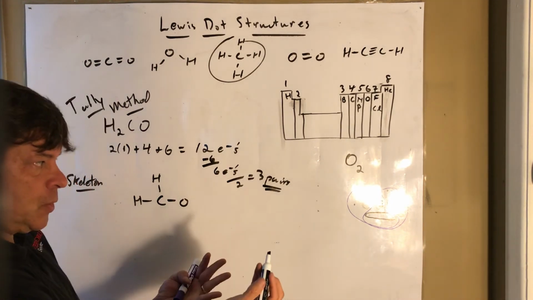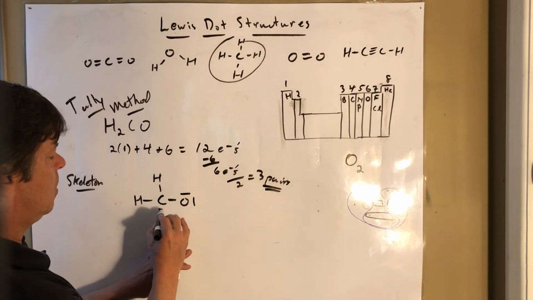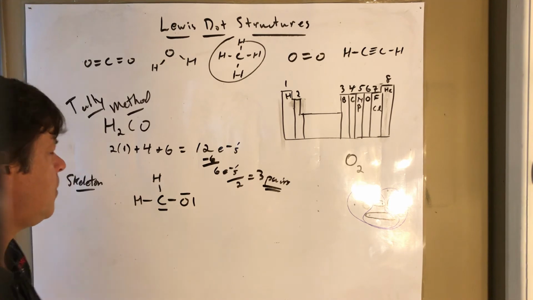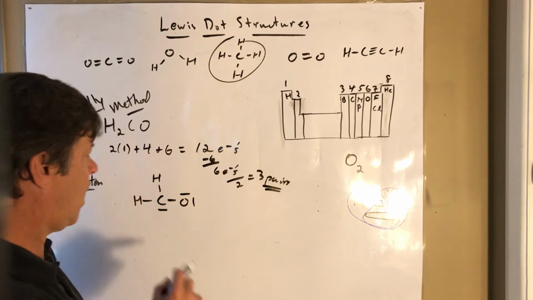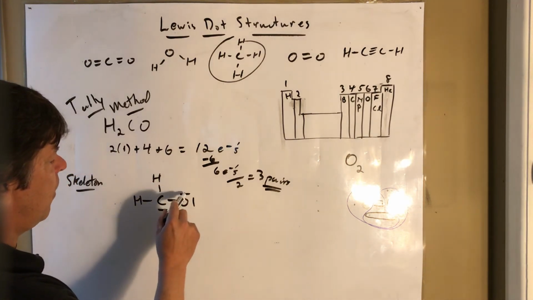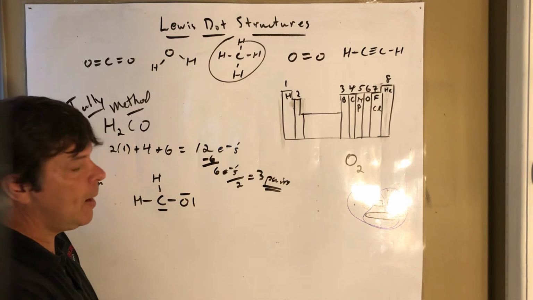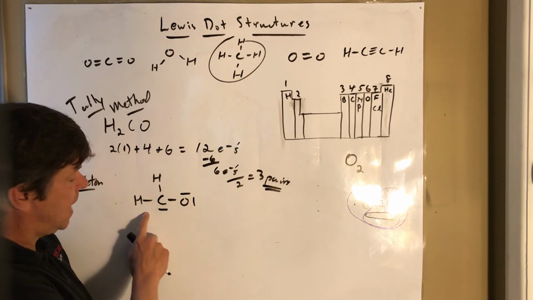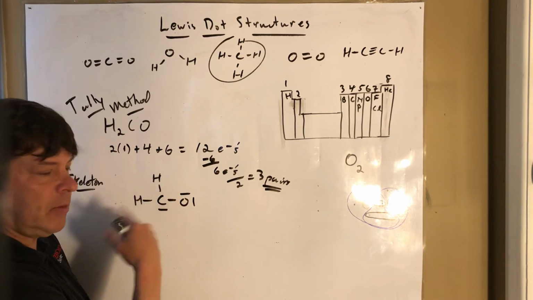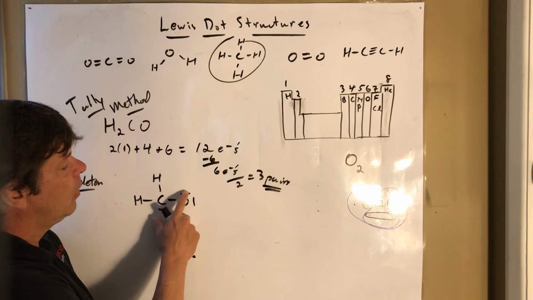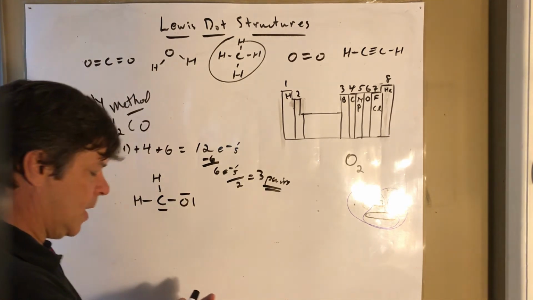Let's distribute these 3 pairs and see what happens. So we got 1, 2, all right. Let's make sure we have 12 valence electrons in this compound. 1, 2, 3, 4, 5, 6. 12, yeah, we have 12 electrons. Now, does this follow the octet? Hydrogen's cool. How about carbon? 1, 2, 3, 4, 5, 6, 7, 8. It's good. How about oxygen? 1, 2, 3, 4, 5, 6. Not good. 6.